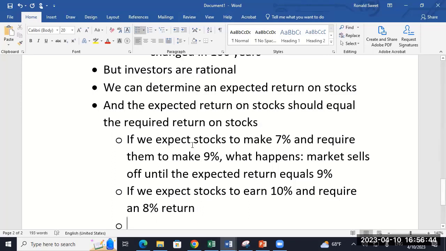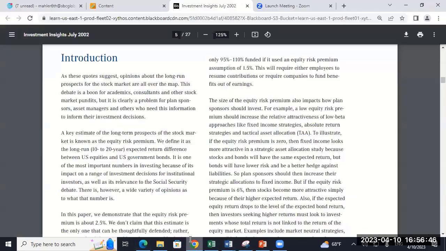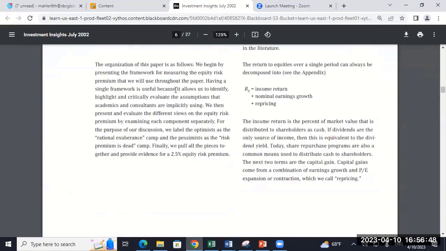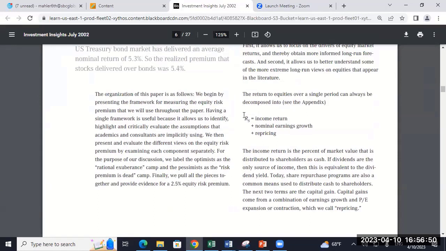And so what does the rest of this paper do? Well, they say, where does the return on a stock market come from? They say there's an income return. This should look really familiar to you. Dividend yield plus earnings growth. Does that sound familiar? Dividend yield plus earnings growth plus repricing. What is repricing? Repricing is when the market is mispriced. It's that 7% versus 9%.